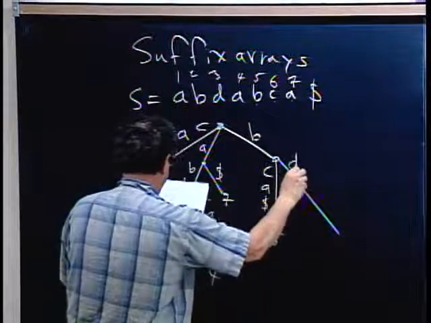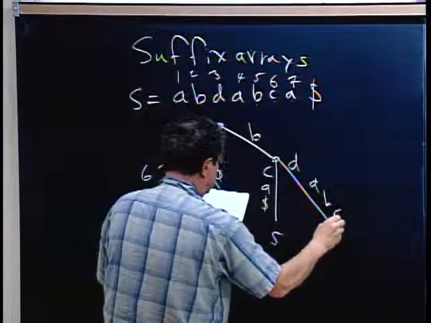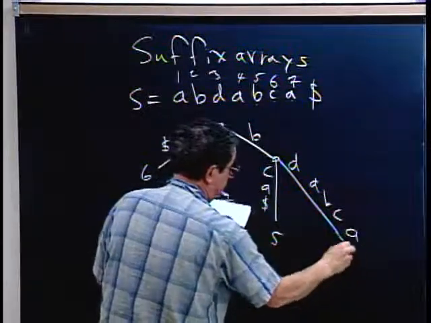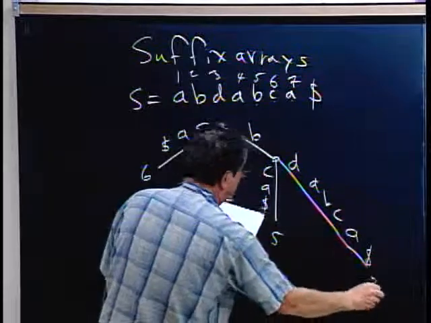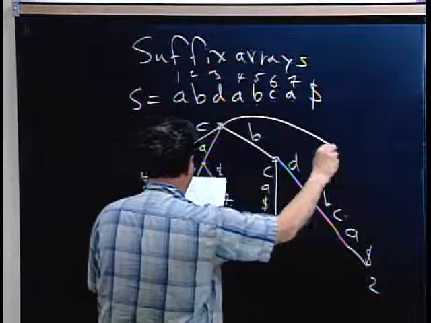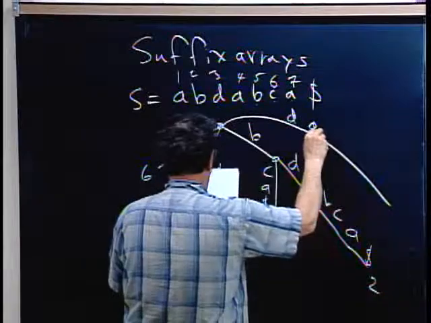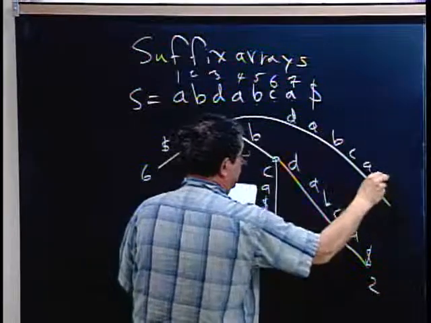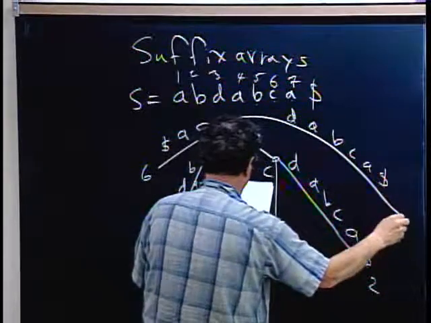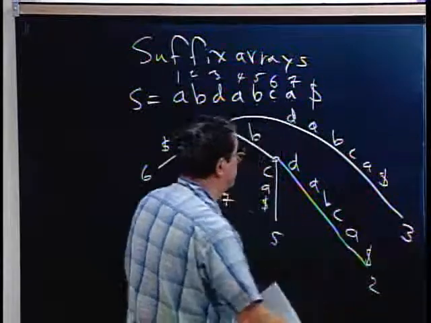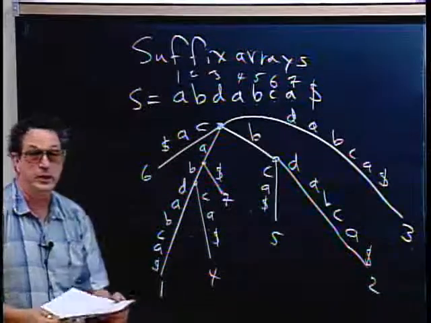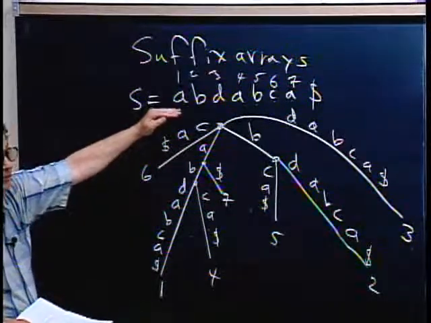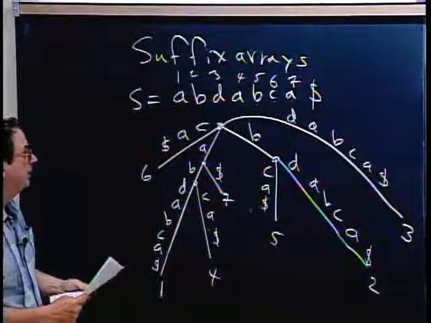And D, A, B, C, A, $. That's 2. And one more: D, A, B, C, A, $, which is position 3. Okay, so there we have a suffix tree for this string. Hopefully I've done that correctly. And this is the root.